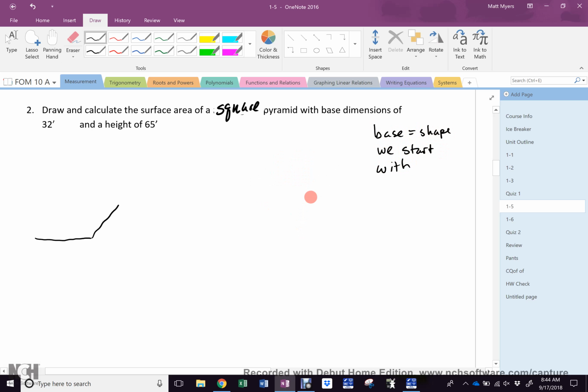Everybody cool? All right. So if it's a square base, and we're going to draw it on the bottom because we get to draw this. We're in charge of this question, yes? If it's a square base, what do I know about the two sides?